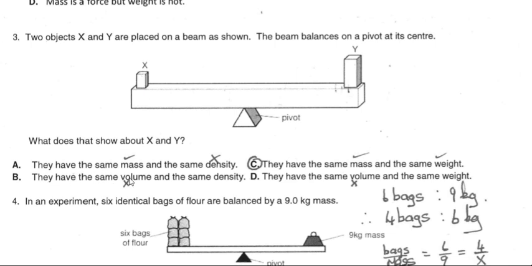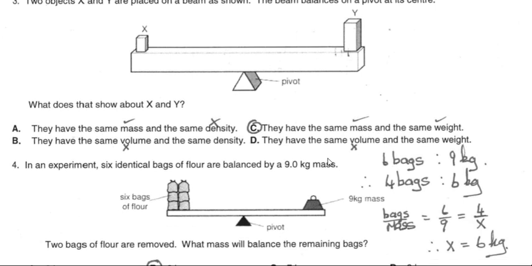B, they have the same volume. Well, they obviously do not have the same volume. X is much smaller than Y. And the same density, well, they don't have the same density. They have the same volume, no, and the same weight. Well, they have the same weight, but they don't have the same volume. So the only correct statement is C.